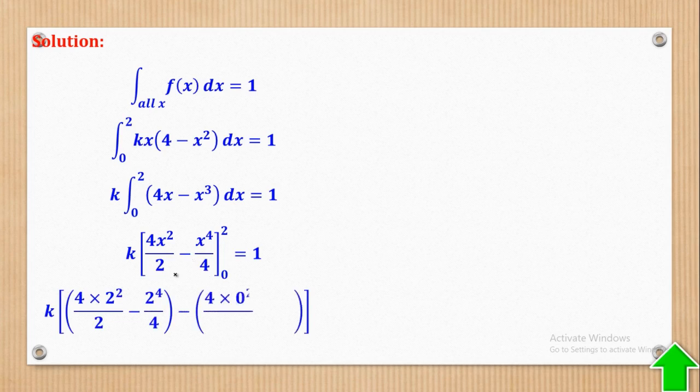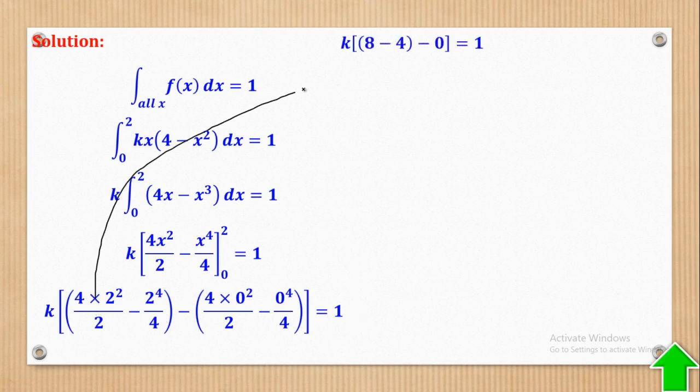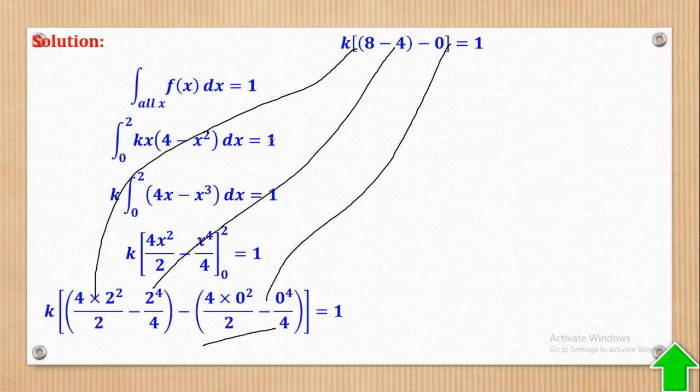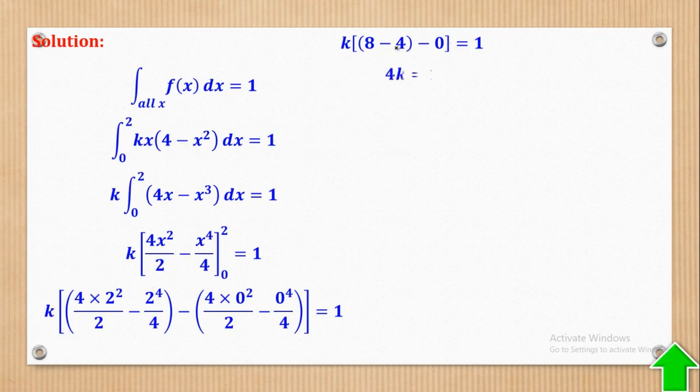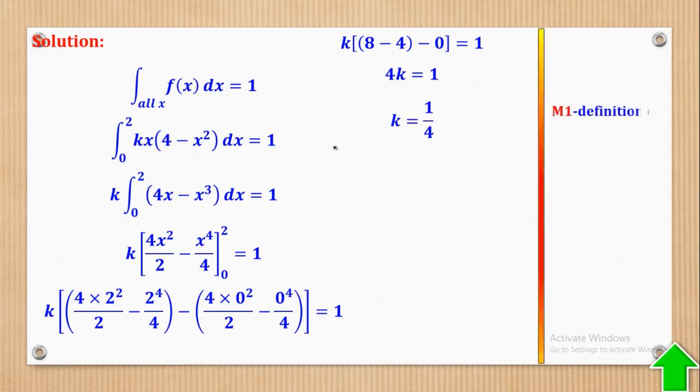So next is to substitute the limits. When I substitute 2 where there is x here, I'll come up with this bracket. Then after that, I'll substitute 0 where there is x to come up with this bracket. But it should be equal to 1. The next is to simplify. This gives me 8 and this gives me 4. Then the whole of this bracket gives me 0. So 8 minus 4 is 4. So in the end, remember there is k outside, so it becomes 4k equal to 1. But they want the value of k, so to make k the subject, I'll have to divide both sides by 4 to come up with k equal to a quarter. So basically that's what they wanted.